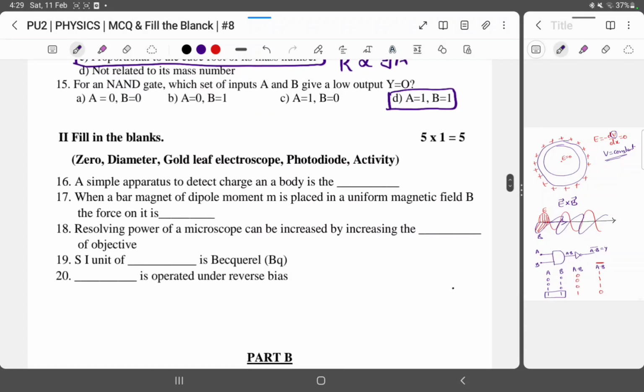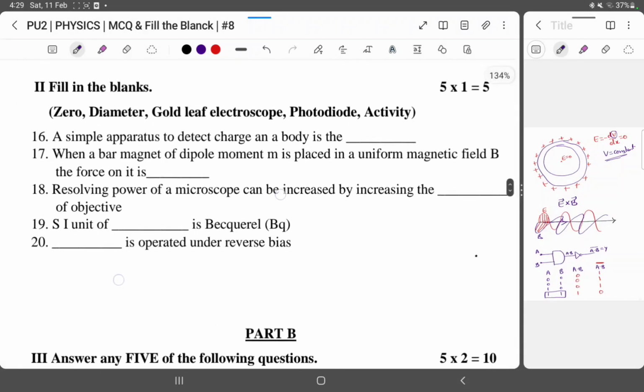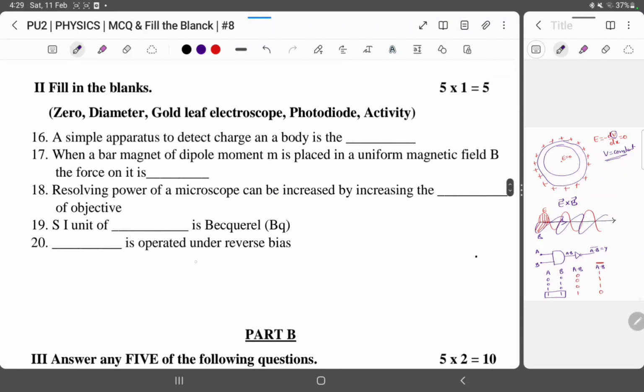Now we'll move on to the last concept of this particular question paper, that is fill in the blanks. What have they given here? 0, diameter, gold leaf electroscope, photodiode, activity. Let me answer from the last question. Dash is operated under reverse bias. Here photodiode is there, it works under reverse bias. So photodiode. One more diode is there, what is that? Zener diode. That also works in reverse bias. Remember this.